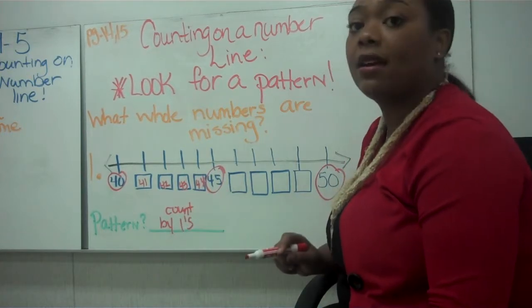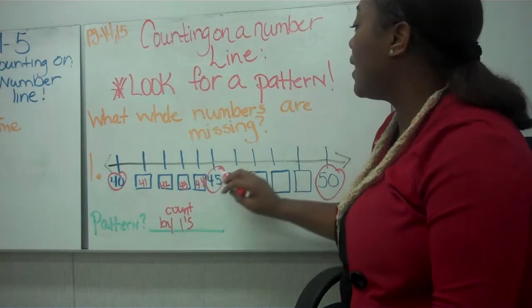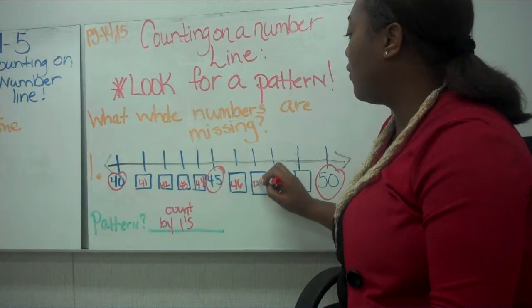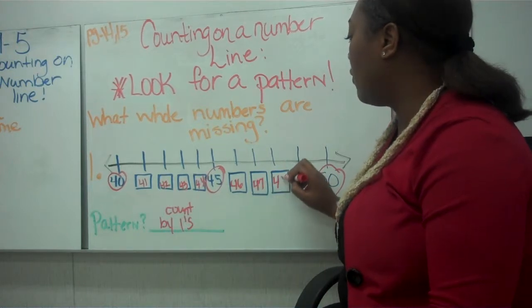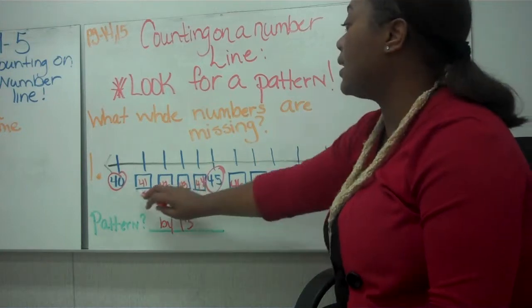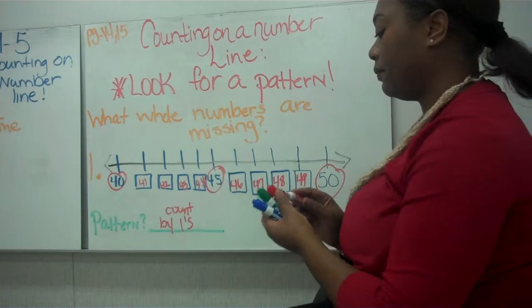So if my pattern is counting by ones, I'm going to continue that pattern all the way through my number line. So if this is 45, this will be 46, 47, 48, 49. So my missing numbers, I've already filled them in after I found the pattern.